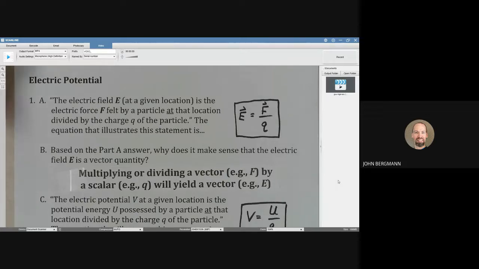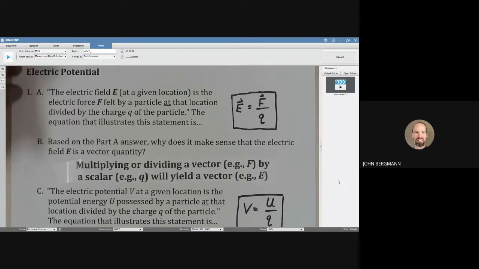Based on part A, why does it make sense that the electric field is a vector quantity? And that's because if you multiply or divide a vector, like F, by a scalar, for example, Q, the charge, that's going to give you another vector.